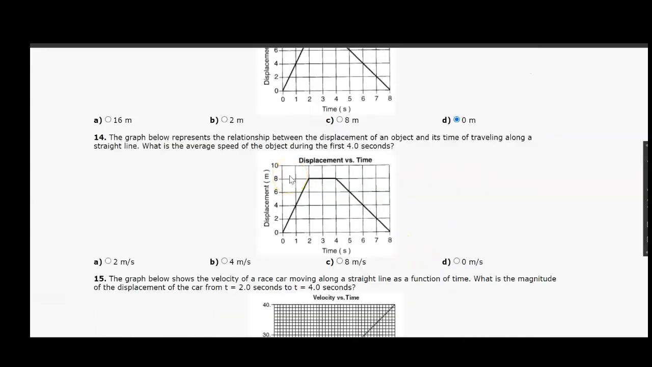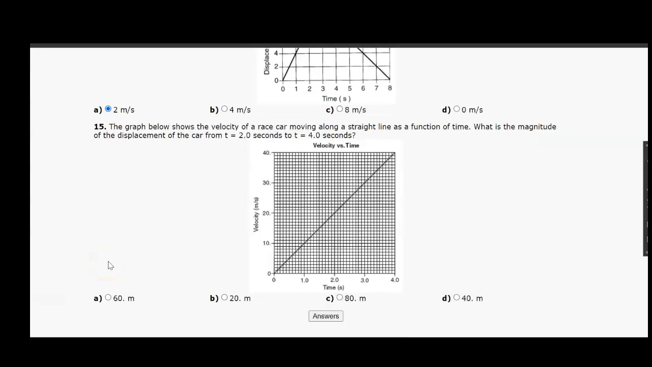What's the average speed in the first 4 seconds? This is a homework question, wasn't it? Do you remember this one? I think it's a homework question. I bet you could do it in your head. What's speed again? Delta D over delta T.